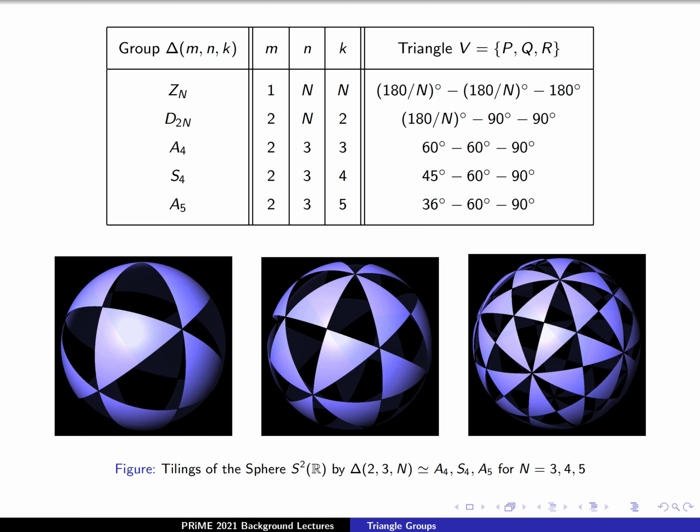So these are 3 different ways we can tile the sphere, and surprisingly, these are the only ways we can tile the sphere. This is because the only integers that satisfy the sum of the reciprocals being greater than 1 would have to be exactly one of the numbers you see here on your screen.